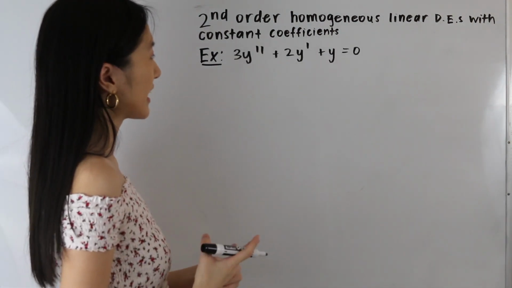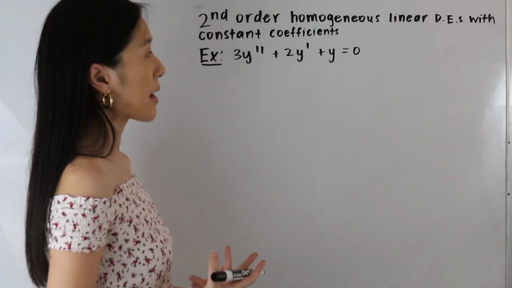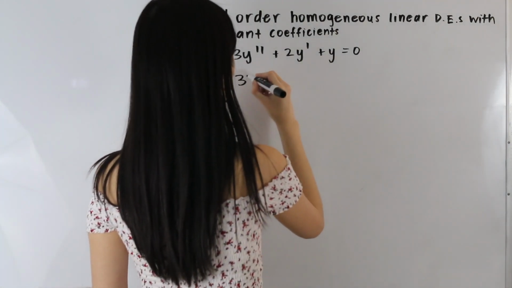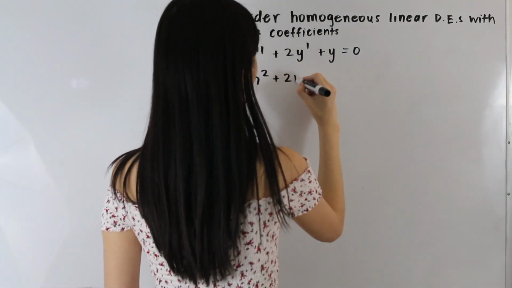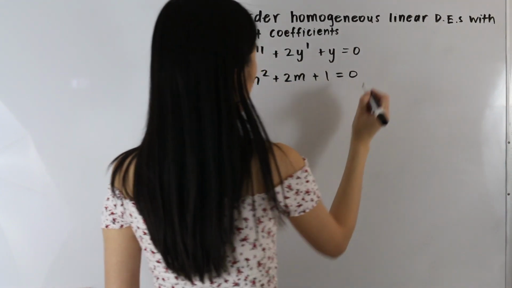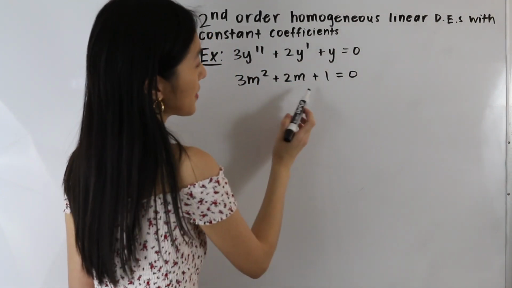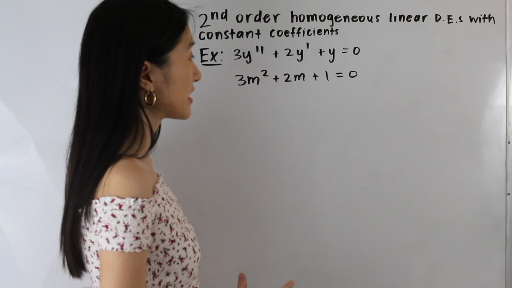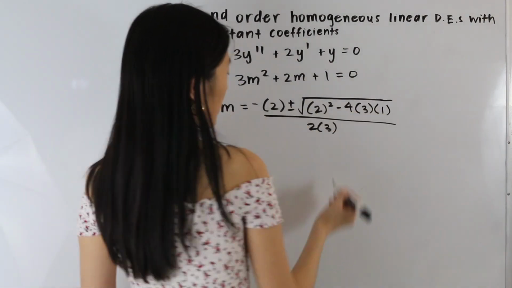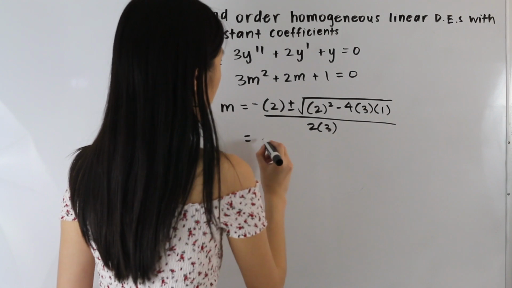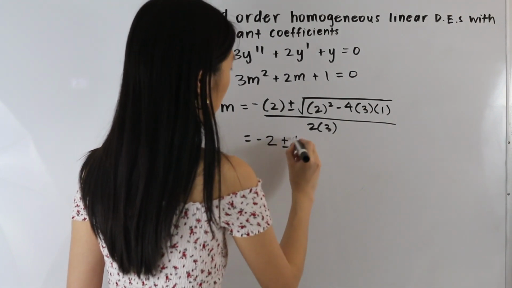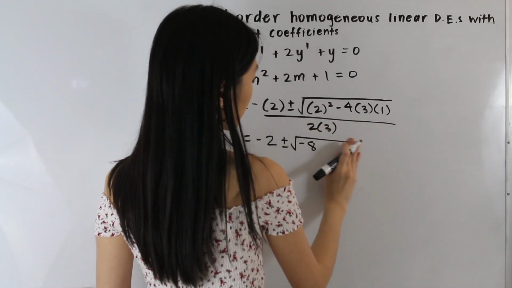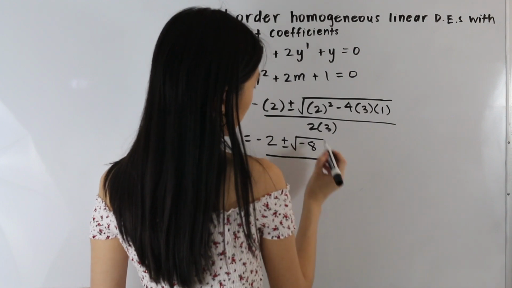Okay, so in this last example here we have 3y double prime plus 2y prime plus y is equal to 0. So let's start out by writing our auxiliary equation. So we have 3m squared plus 2m plus 1 is equal to 0. And so in this case here, we can't actually factor, so we'll need to use the quadratic formula. Okay, so from here, let's go ahead and simplify. So we have negative 2 plus or minus the square root of 4 minus 12, so that's negative 8. And here we have 2 times 3, which is 6.